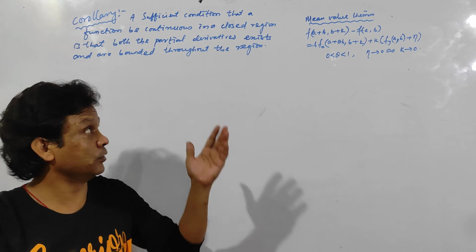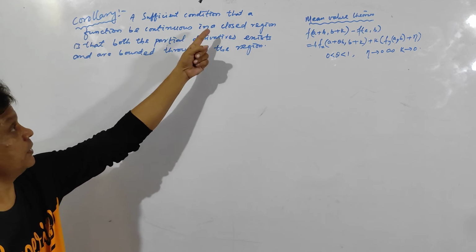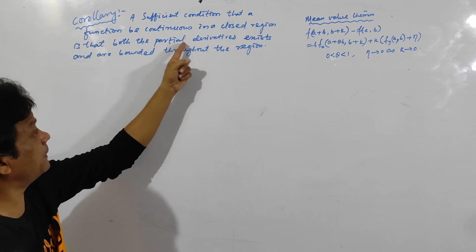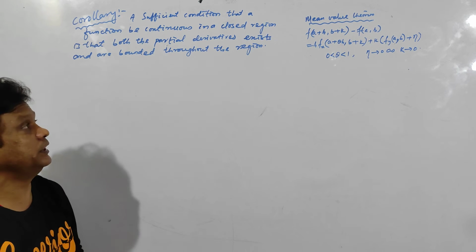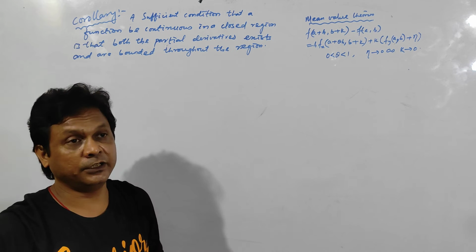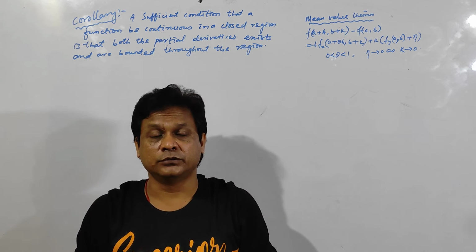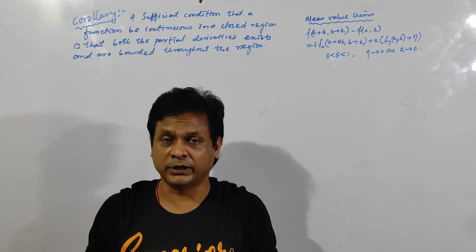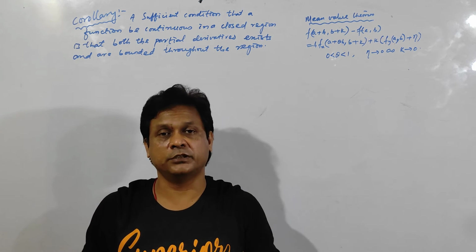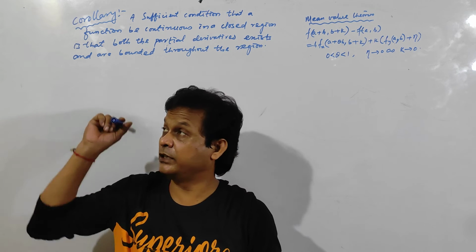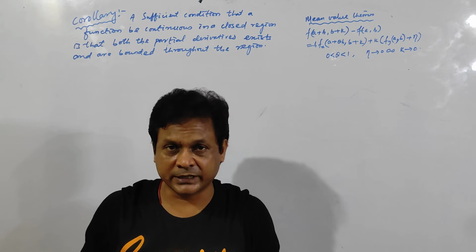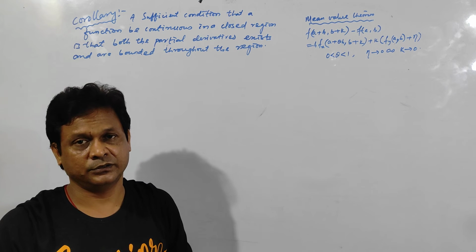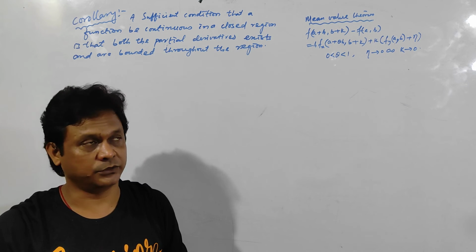Now see the corollary. A sufficient condition for a function to be continuous in a closed region is that both the partial derivatives exist and are bounded throughout the region. In the theorem I have told you, if both the partial derivatives exist and one of them is bounded, then the function is said to be continuous. Again here, both the partial derivatives exist and both are bounded, then also the function is said to be continuous.